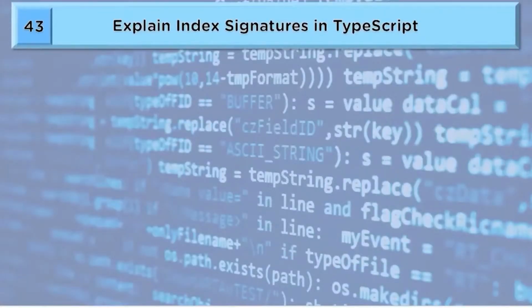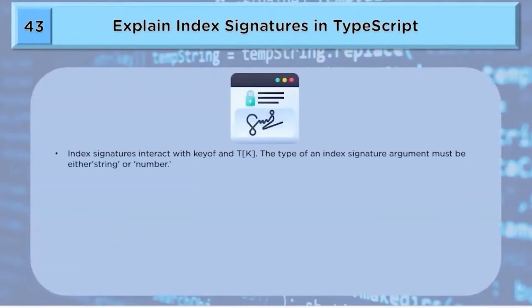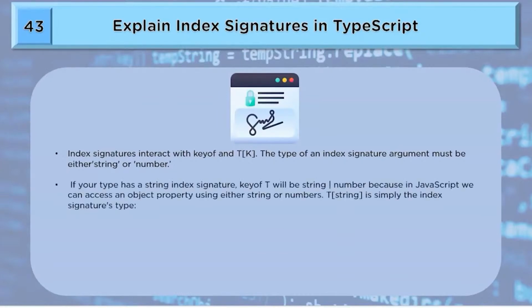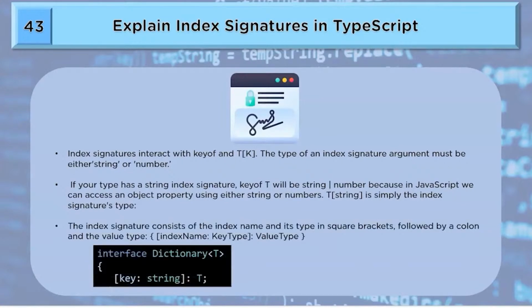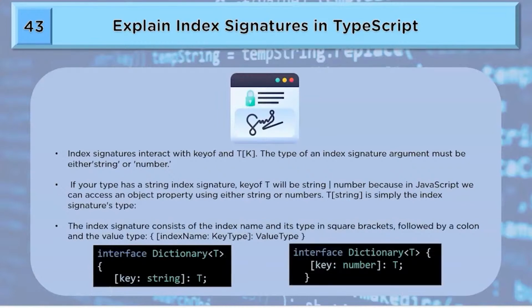Explain index signatures in TypeScript. Index signatures interact with keyof and T[K]. The type of an index signature argument must be either a string or a number. If your type has a string index signature, keyof T will be string or number, because in JavaScript we can access an object property using either strings or numbers, and T[string] is simply the index signature's type. The index signature consists of the index name and its type in square brackets, followed by a colon and the value type.